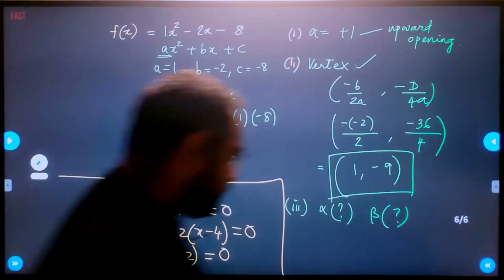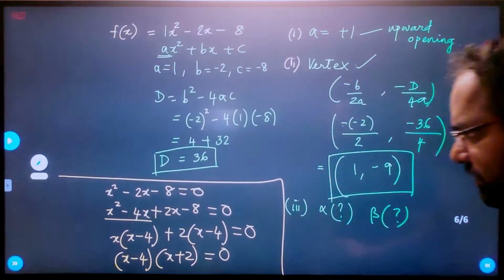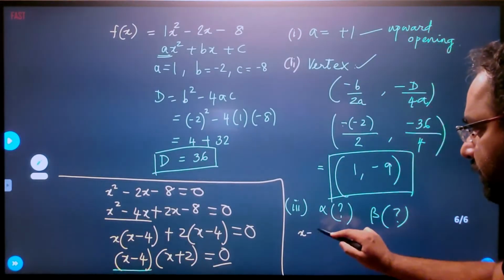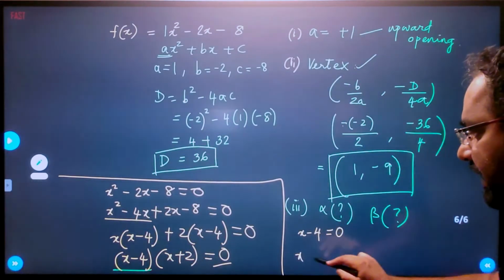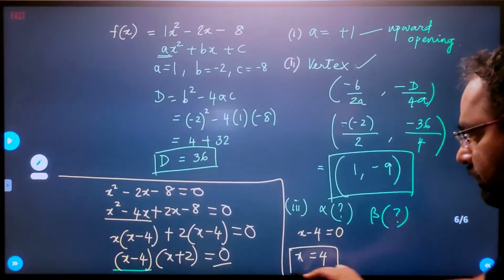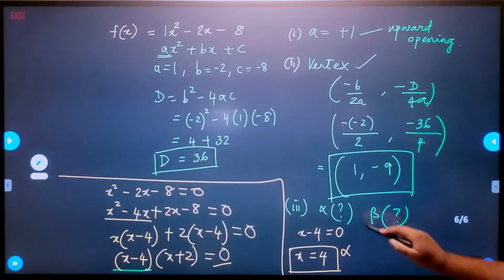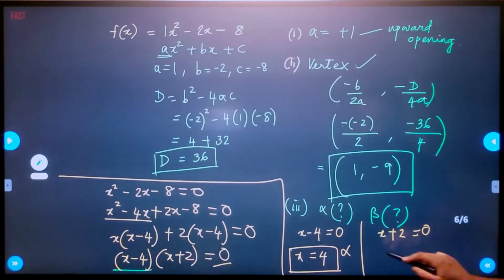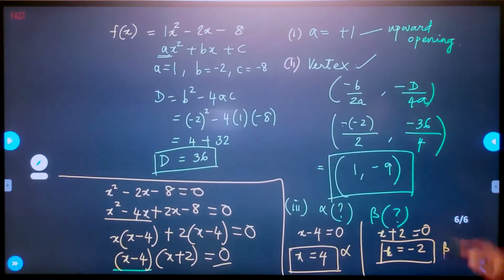So when I try to find the value of alpha and beta, the rest of it I will do here. I get x minus 4 equal to 0. So I get x equal to 4, which is going to be, call it alpha. Let's find out the value of beta. So I get x plus 2 equal to 0. So I get x equal to minus 2. So this value becomes beta.